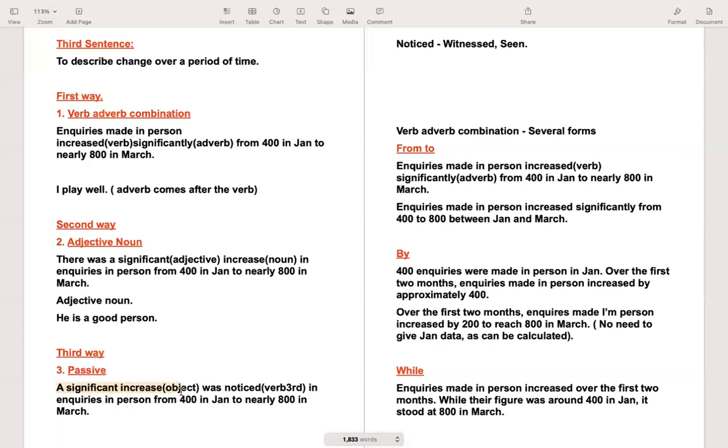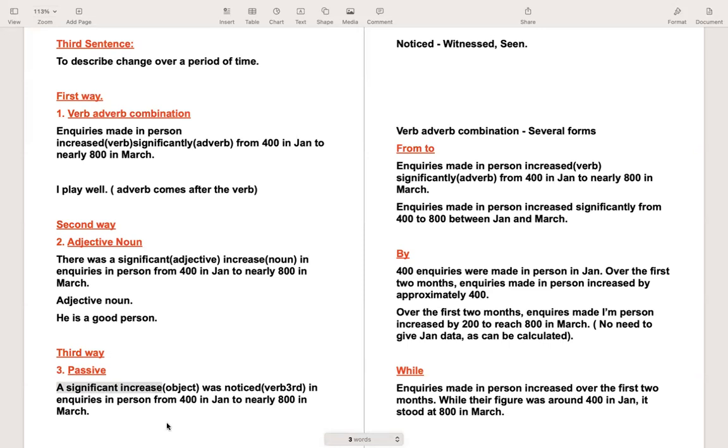So first you're writing the object. Then you're writing is or whatever you're writing, it's past, so it's was. Then verb third form, noticed. In what? In inquiries in person. So a significant increase was noticed in what thing? In inquiries in person from 400 to nearly 800. So that's the way you make this sentence. Is it clear? Yes, sir.